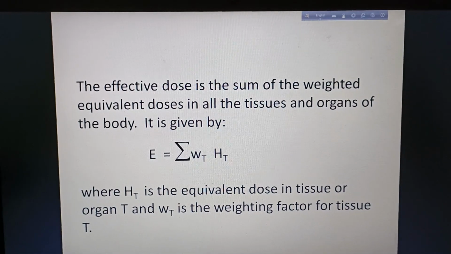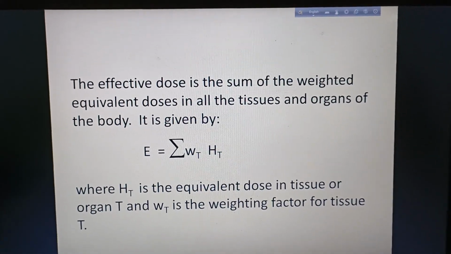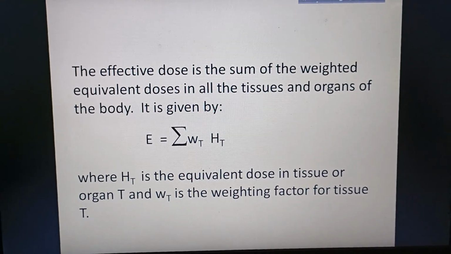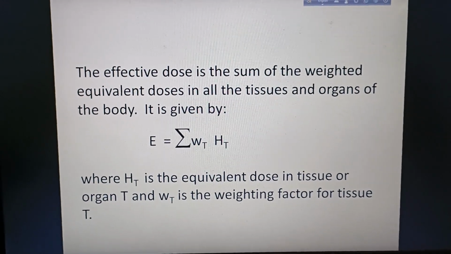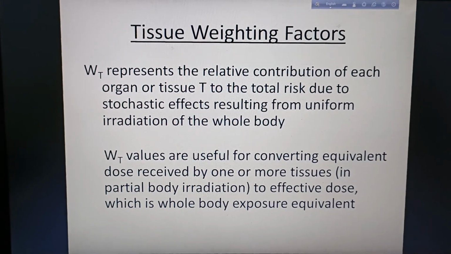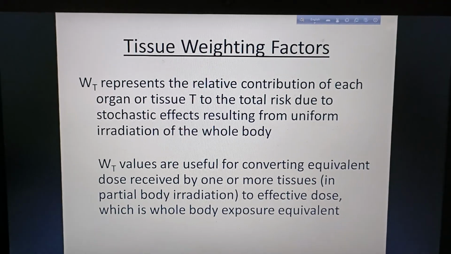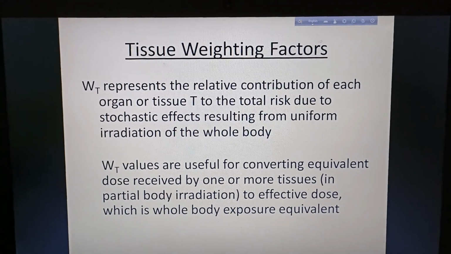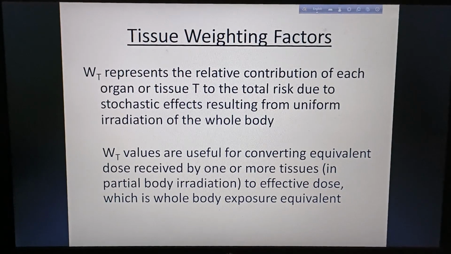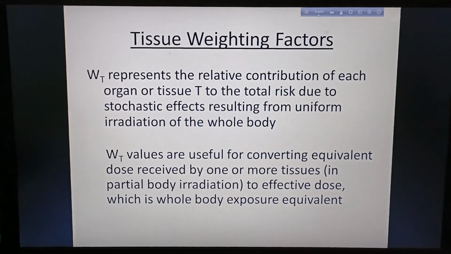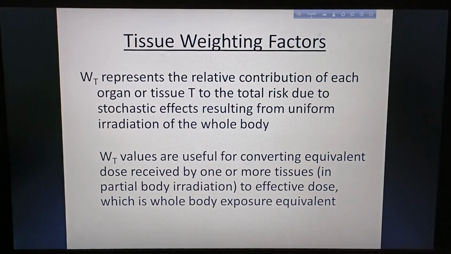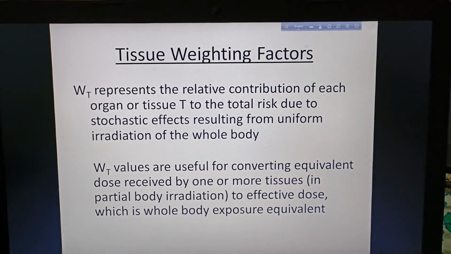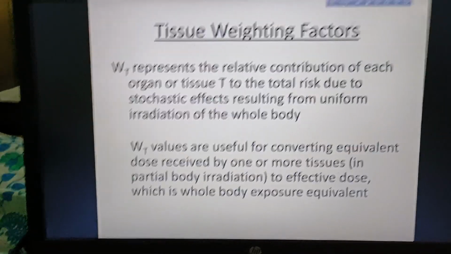So this is the mathematical definition: E equals the summation over T of WT times HT. HT is the equivalent dose in tissue or organ T, and WT is the weighting factor for tissue T. Tissue weighting factor WT represents the relative contribution of each organ or tissue T to the total risk due to stochastic effects resulting from uniform irradiation of the whole body. WT values are useful for converting equivalent dose received by one or more tissues in partial body irradiation to effective dose, which is the whole body exposure equivalent.